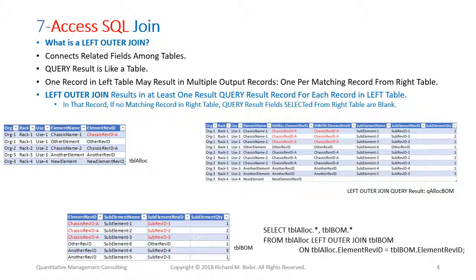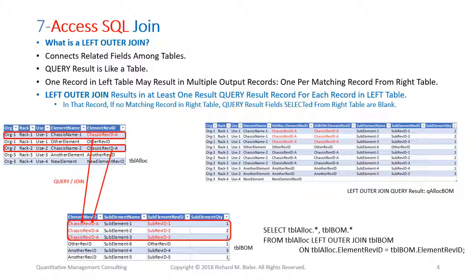And notice the query is shown in SQL at bottom right. The first record in table alloc is highlighted and specifies that a chassis rev ID-A is allocated as specified in field element rev ID. So we want to look up from table BOM what kind of subassembly units have to be built to deliver that and how many of each.